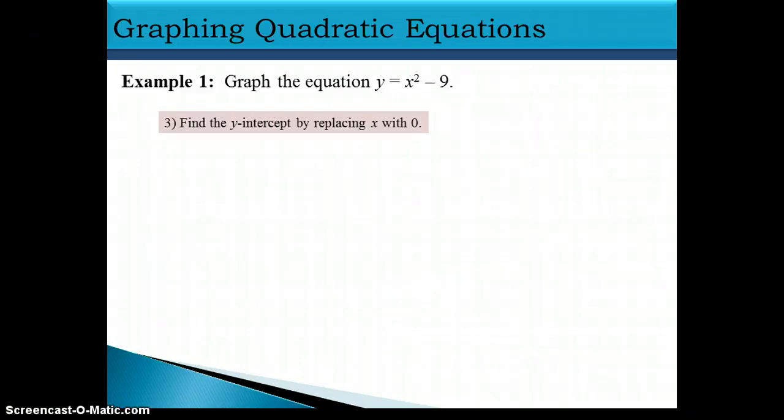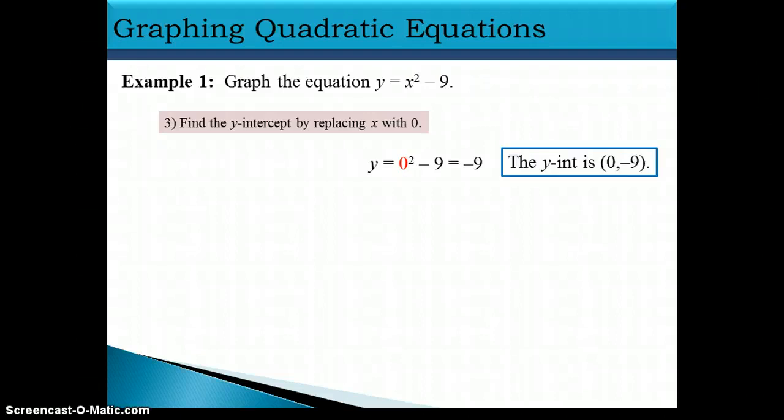The third step is to find the y-intercept by replacing the x with 0. So we replace the x with 0, and we square the 0, and that is 0. 0 minus 9 is equal to negative 9. So the y-intercept is the point 0, negative 9.